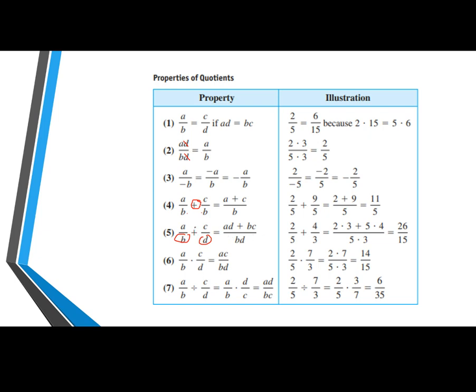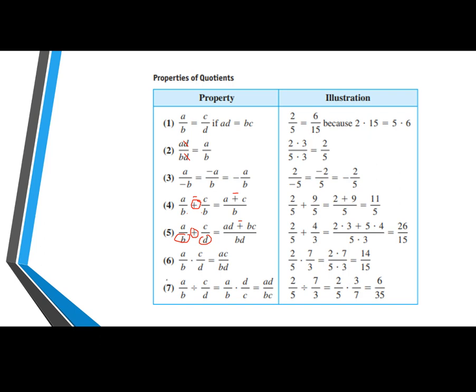If negative, if it is minus, it's the same, but we use minus. Also with property number 4, if it is minus, we use minus. So illustration: 2/5 plus 4/3 is equal to 2 times 3 plus 5 times 4 over 5 times 3, which is equal to 26 over 15.